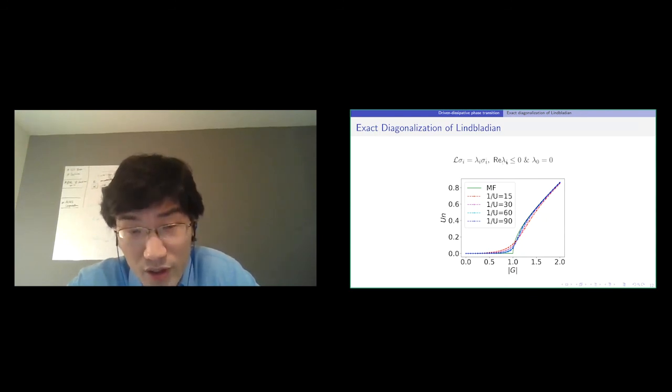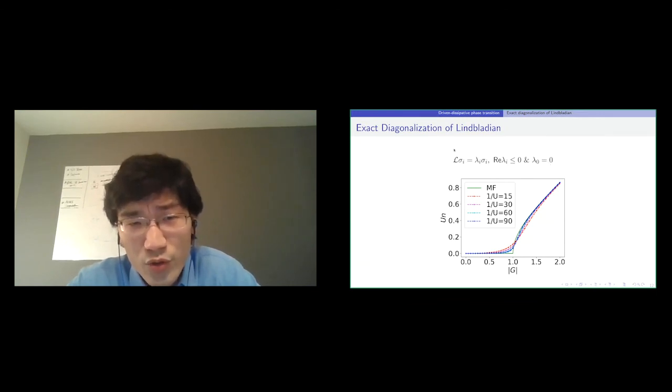You can show that the eigenvalue is always non-positive, because if it's positive, things will just diverge. The density matrix will diverge. But there's one more thing, which is that there must be at least one lambda 0 equal to 0, because otherwise everything will just decay away, and then you cannot preserve the trace of the density matrix. So the eigenstate that has eigenvalue equal to 0 is going to be our steady state.